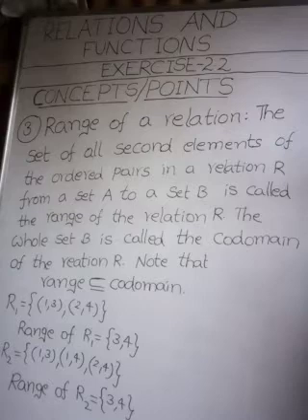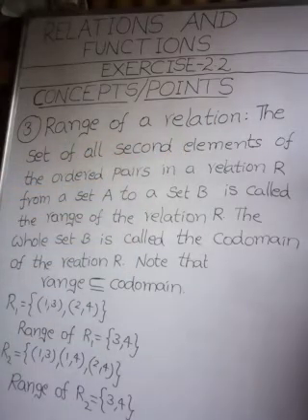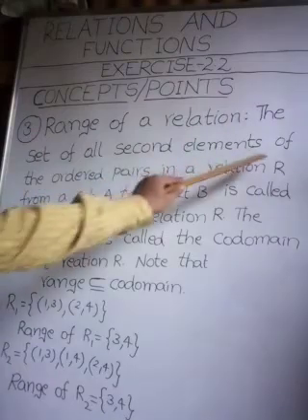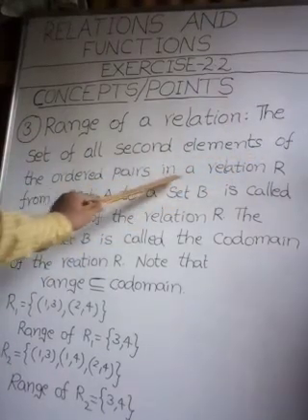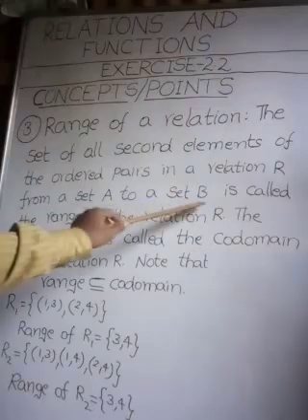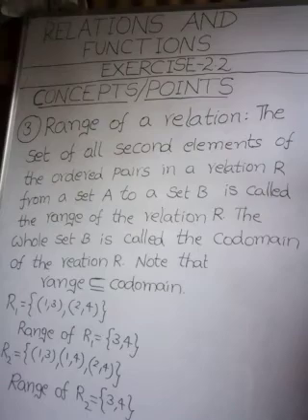Now come to the third point, that is the range of a relation. Here we define the range of a relation. The set of all second elements of the ordered pairs in a relation R from a set A to a set B is called the range of the relation R. Understood this definition, my dear children?